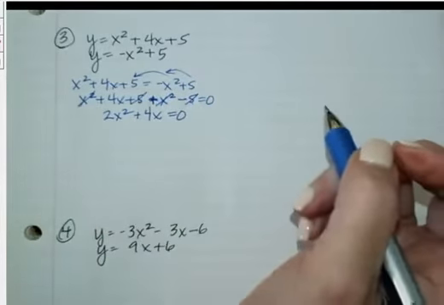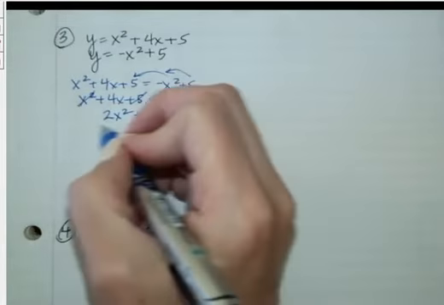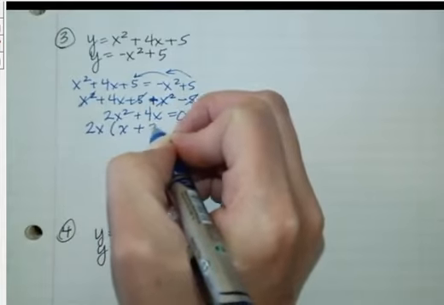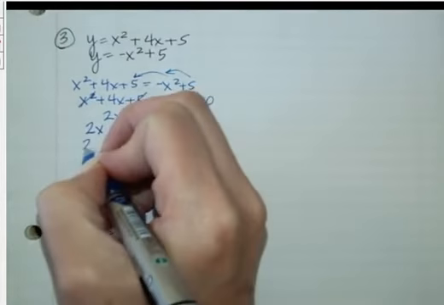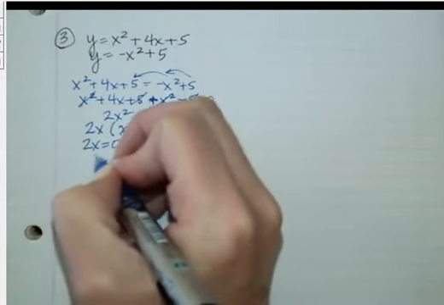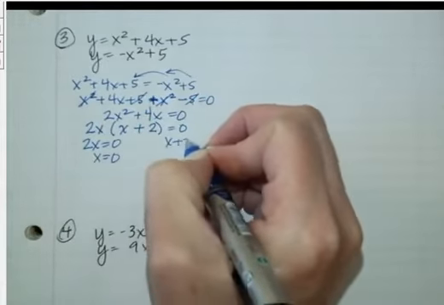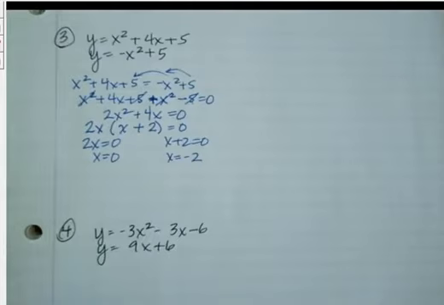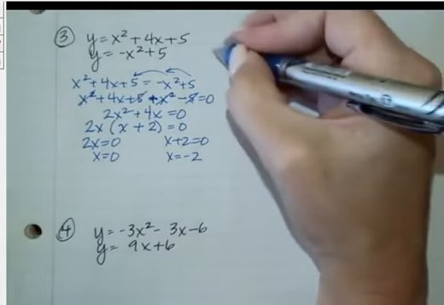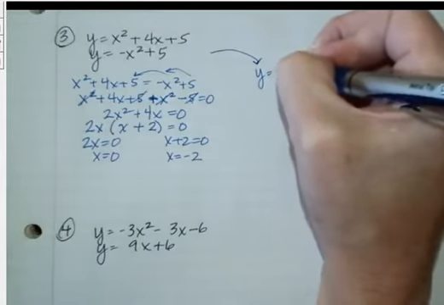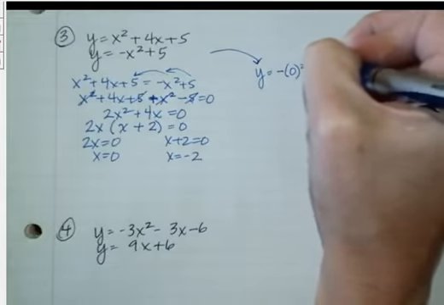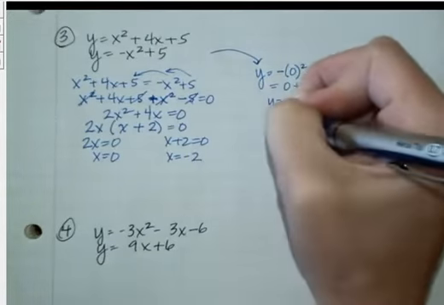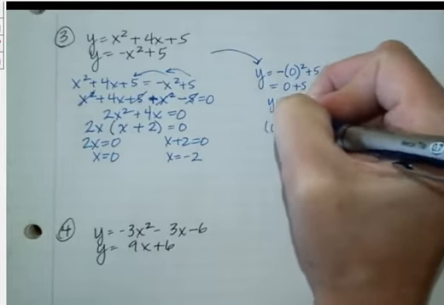Now I look to see, can I factor, GCF, whatever. I can take a GCF out of 2x. That gives me x here plus a 2. Now I set this equal to 0, 2x equals 0, so that means x is 0. X plus 2 equals 0, so x must be negative 2. Now I need to go back and solve for the y values using that second equation. So I'm going to do negative x squared plus 5. Well, that's just 0 plus 5. So that y value must be 5. So one solution is 0, 5.